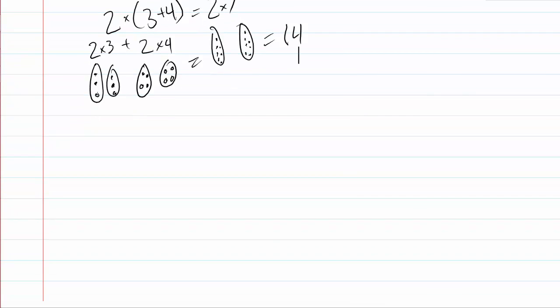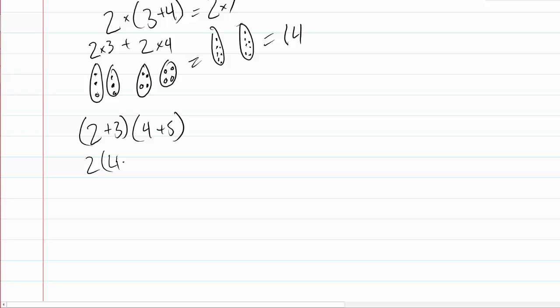Now, if we take this to the next step, and we look at 2 integer binomials, let's go with 2 plus 3 times 4 plus 5. When we want to do the distributive property here, we've got 2 times 4 plus 5 plus 3 times 4 plus 5.